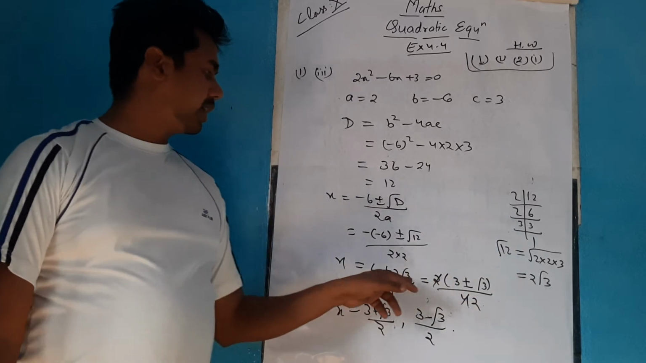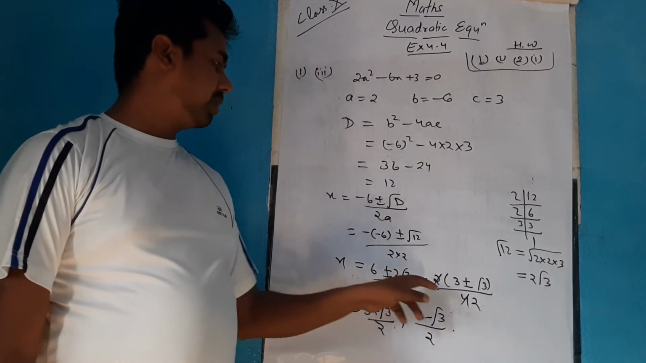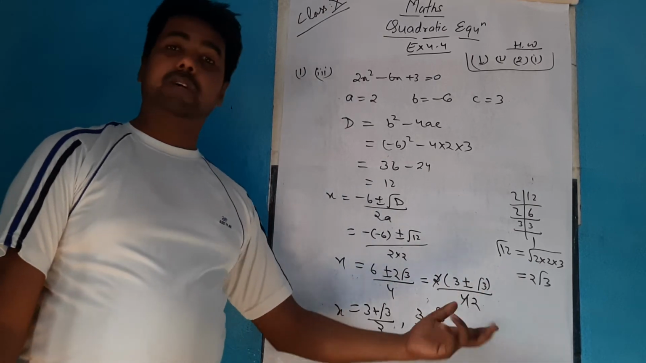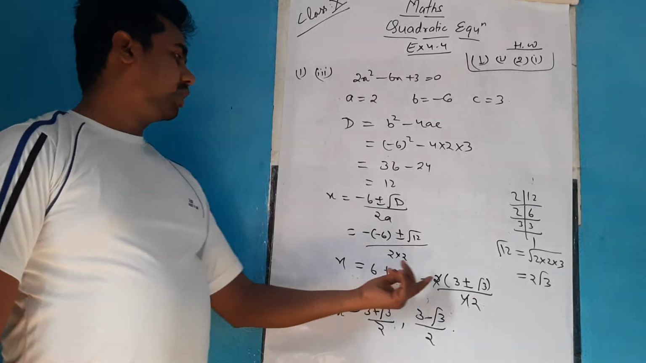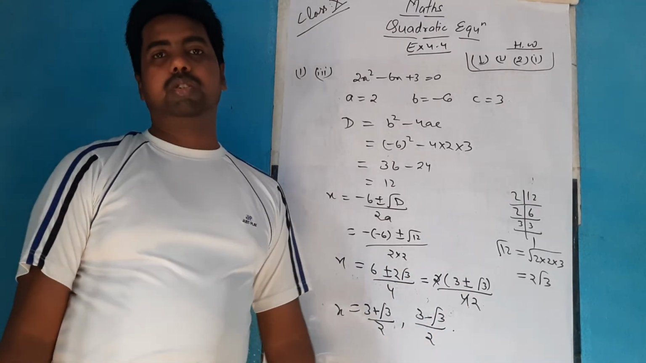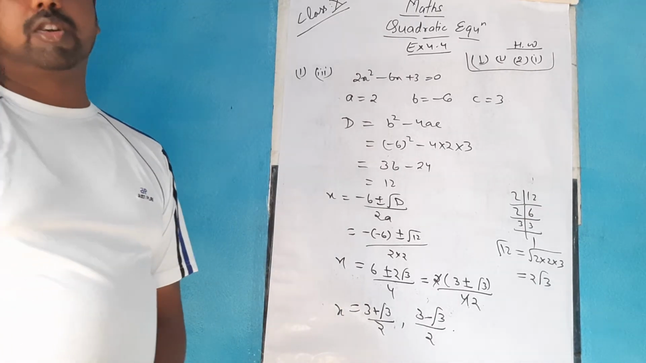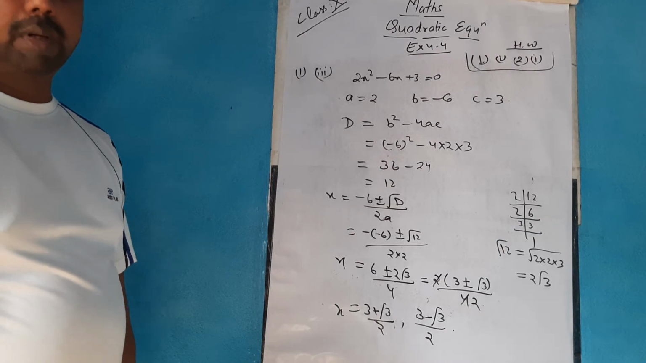Root 12 can be written as 2 root 3. 2 can be taken out as common, that becomes 3 plus minus root 3 by 2. Plus minus means once you take the form of addition, once subtraction. So that becomes 3 plus root 3 by 2, 3 minus root 3 by 2. So two distinct roots are 3 plus root 3 by 2 and 3 minus root 3 by 2. So this is the third part of it.